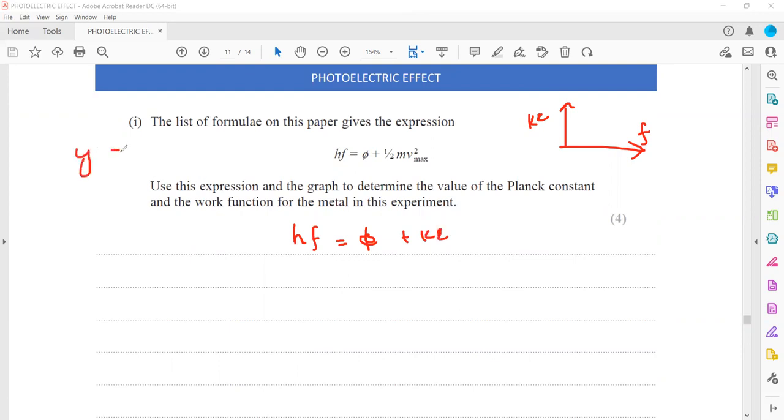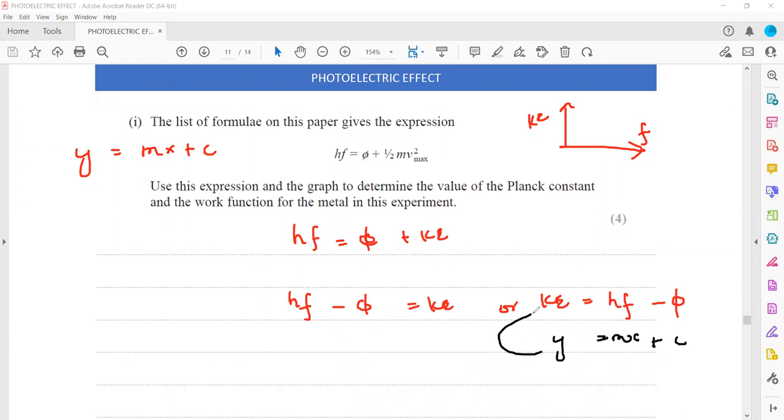If I want to compare with the equation of a straight line, y equals mx plus c, on the y-axis I should have kinetic energy. So if I rearrange this equation, phi will move to the other side, the work function will move to the other side. So I can say hf minus phi equals kinetic energy, or kinetic energy equals hf minus phi. Now, when I compare with the equation of a straight line, y equals mx plus c, with kinetic energy on the y-axis and frequency on the x-axis, the gradient of the graph will be equal to h, which is Planck's constant.